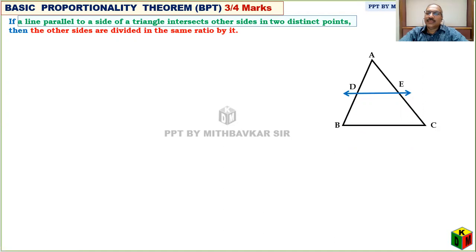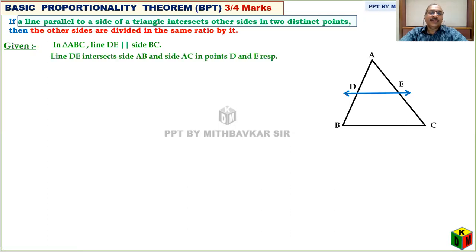Now, whatever is there in that figure, we are going to write this as given. So let's start writing given. Two steps, two statements given. In triangle ABC, line DE is parallel to side BC. At the same time, we have to mention the points of intersection. So let's write: line DE intersects side AB and side AC in points D and E respectively.